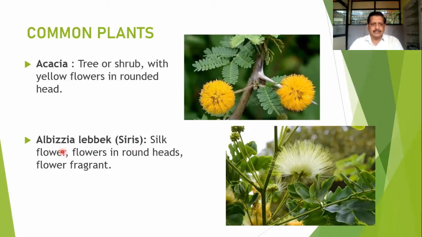Then another one is known as the shirish or silk flower. It is the Albizia lebbeck. Flowers in round heads, and flowers are fragrant. This is called the shirish flower. So here you can observe there are two types of flowers in the genus Albizia, where the filaments are pinkish or whitish. The silk flower, as it is commonly known, is in the form of globose heads, but the filaments are quite long.